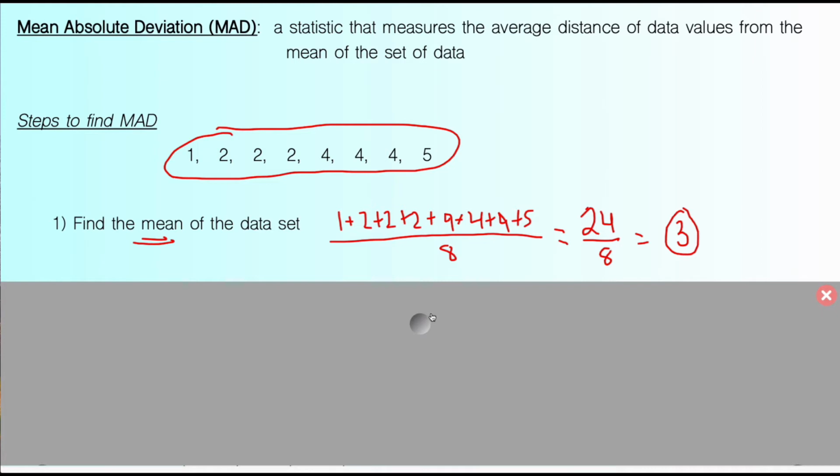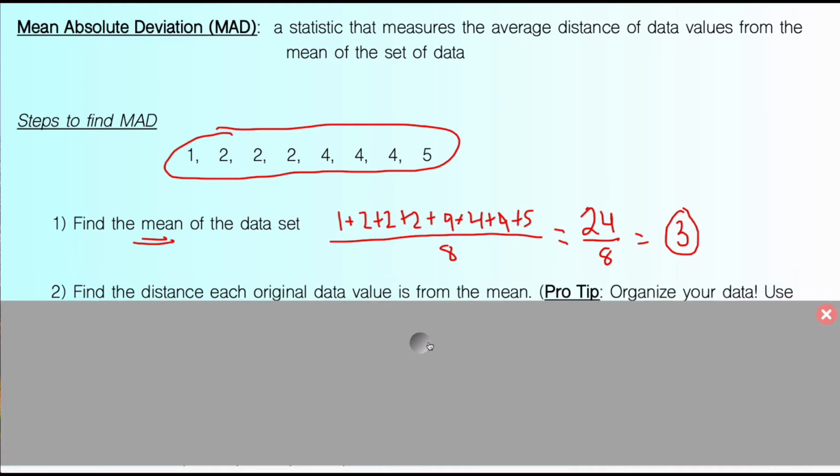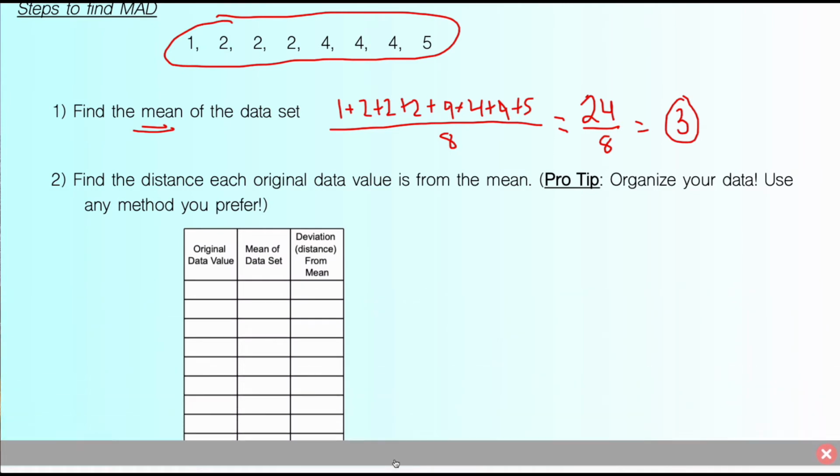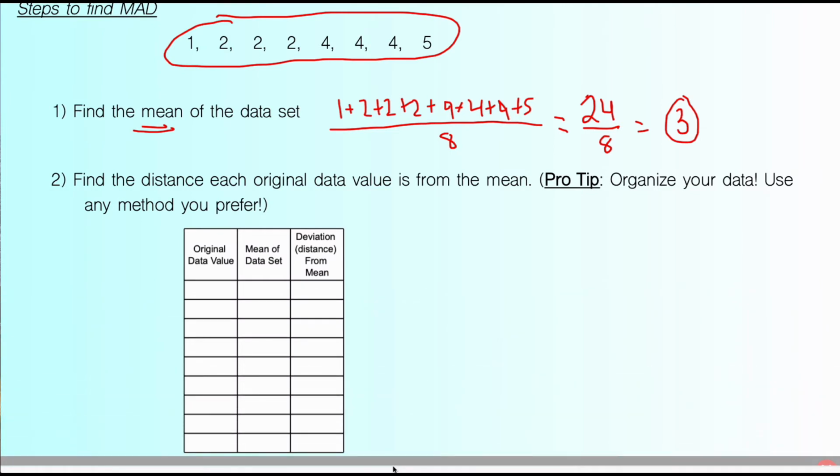Now, what we're going to be doing is we're going to be finding the deviations. We're going to be finding how far is each number from the mean. So how far is 1 from 3? How far is 2 from 3? How far is 2 from 3? And so on and so forth. To find the distance, my tip for you is to organize your data. You can use any method you prefer. I like using a table just because it helps me to make sure I've used all the numbers and got everything in order. So that's what I'm going to do right now.